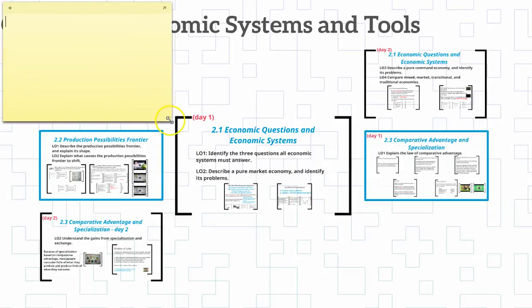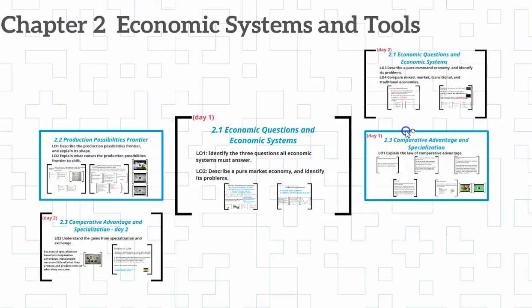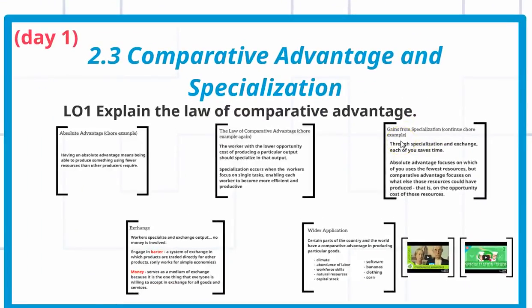So to talk about comparative advantage and specialization, we have to go through an example, and it's an example of chores. So let's get over here to 2.3. First, we're going to explain the law of comparative advantage. You are probably expected to do certain chores at home on a regular basis. What if it's your responsibility each week to wash the 2 family cars and mow the lawn?